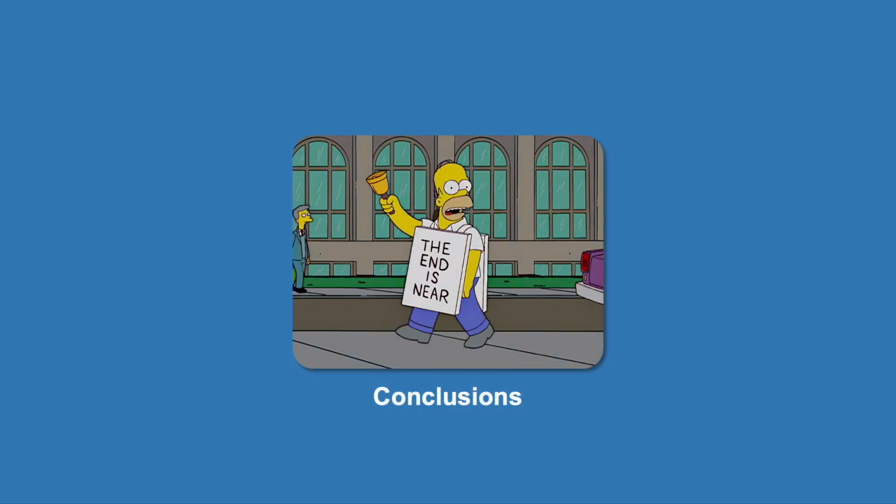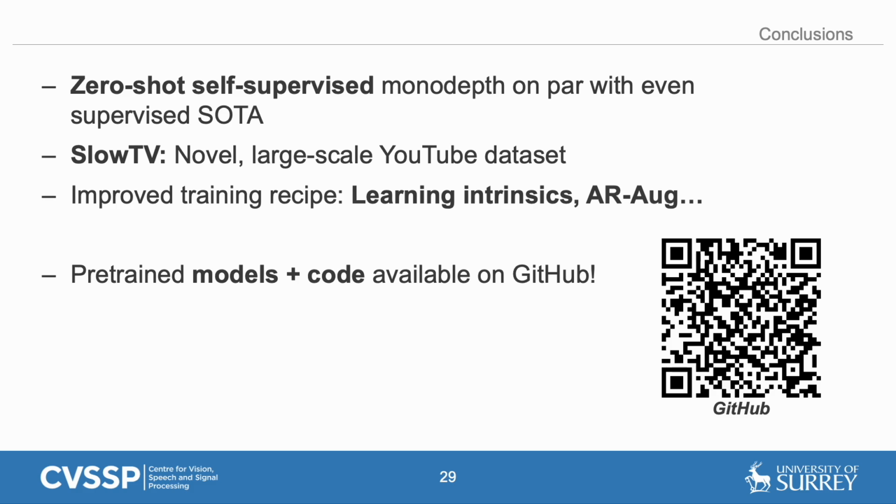To summarize, we presented the first self-supervised monocular depth model that performs on par with supervised ones. We achieved this by introducing a new large-scale SlowTV dataset and improving the training recipe with a bag of tricks. Our code and pre-trained models are already available on GitHub.